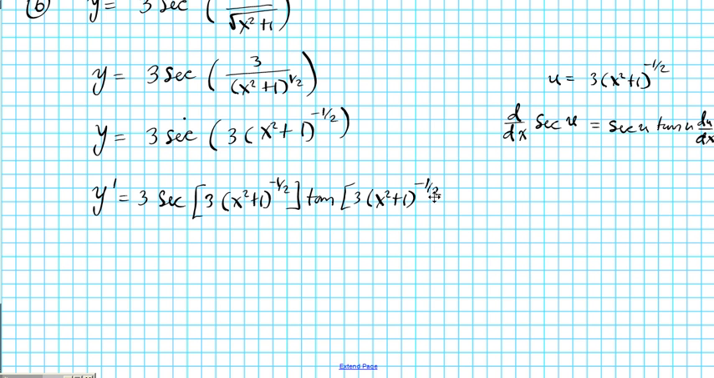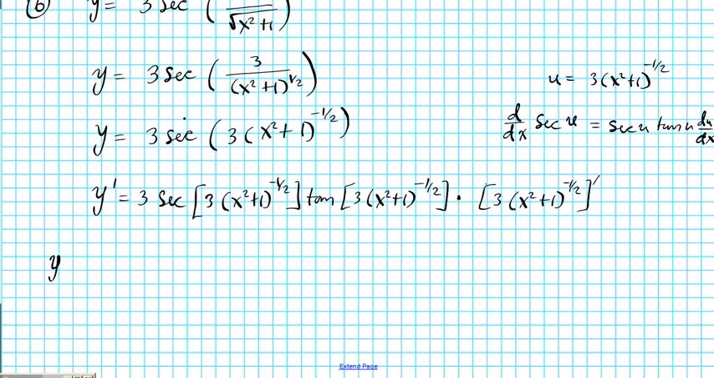And now using the chain rule, I'm going to differentiate the interior function. So I'm going to be doing times the derivative of 3 times (x squared plus 1) to the negative 1/2. Alright, so this is basically the du/dx that's illustrated here in my chain rule. Alright, so let's rewrite this.